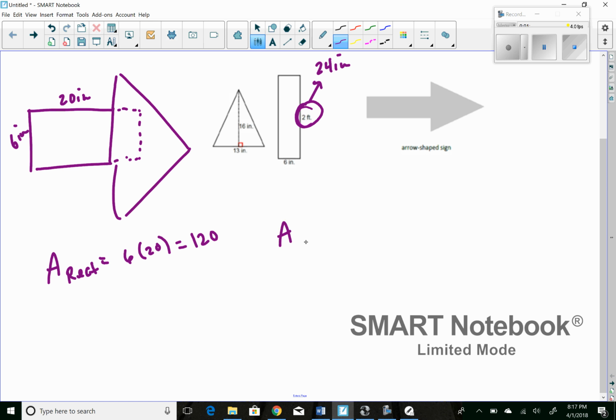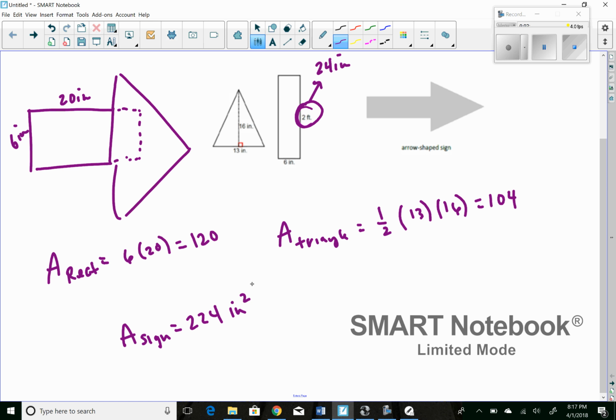The area of the triangle is equal to 1/2 of the base of 13 times the height of 16. So if I go through and do some quick math, let me just grab the calculator here. So if I do 1/2 times 13 times 16, I get 104. So the area of the sign is equal to 224 inches squared. Remember, we don't really care about units, but I'll put it there just to be safe.